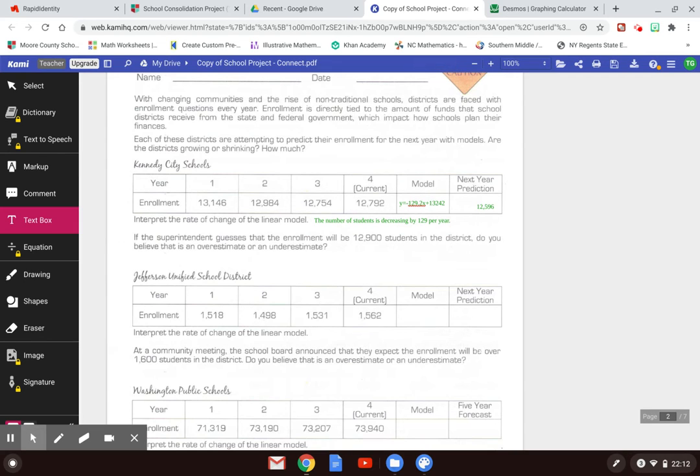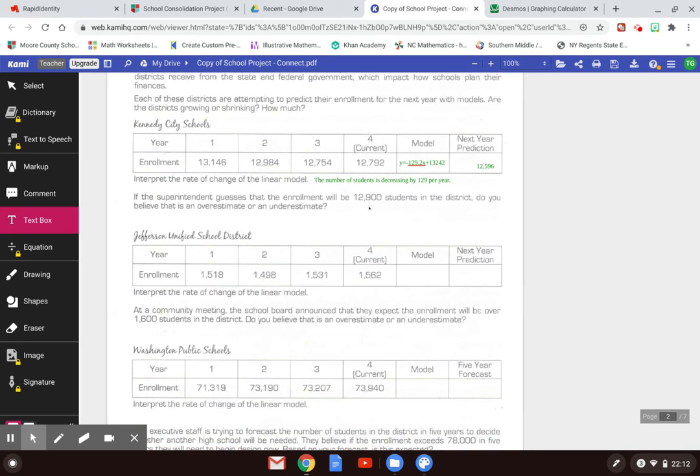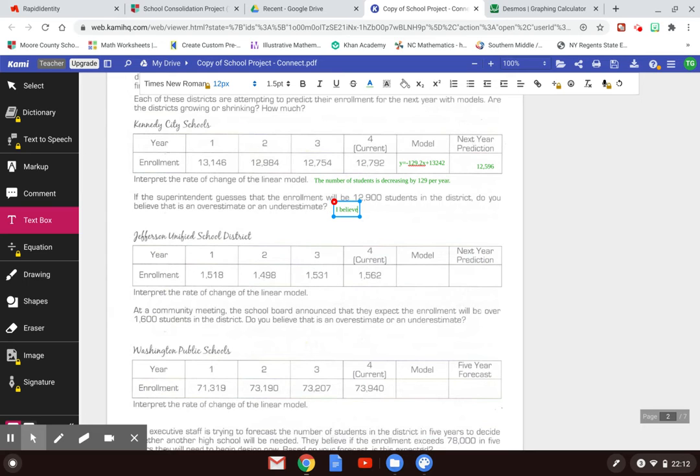Okay? So then it says, if the superintendent guesses that the enrollment will be 12,900 students in the district, do you believe that is an overestimate or an underestimate? So if your linear model says you're going to have 12,596, he's predicting 12,900, then you would say, I believe this is an overestimate.